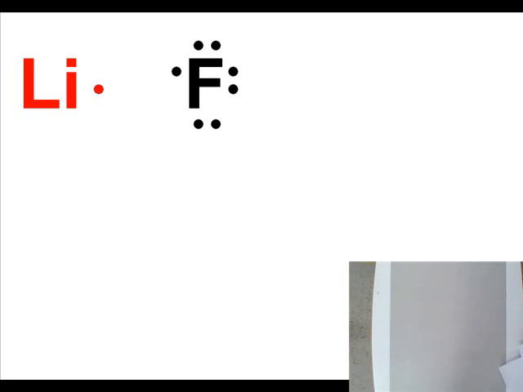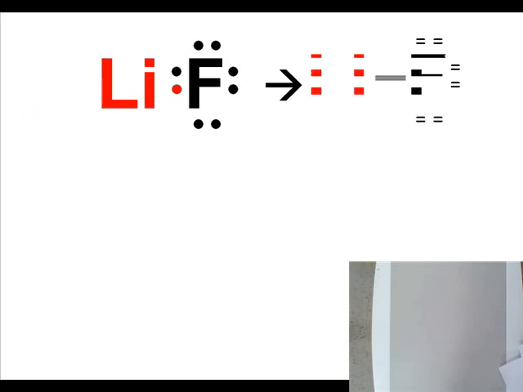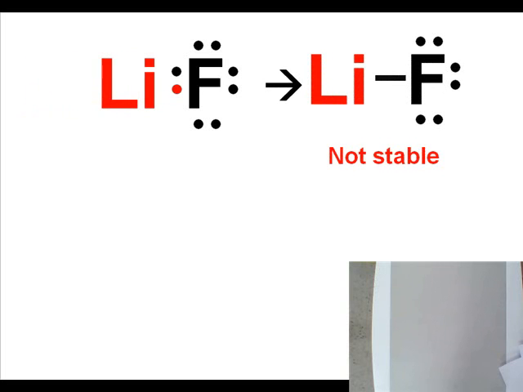Let's begin by taking a look at lithium and fluorine. Lithium has 1 valence electron, so we're going to give it 1 dot. Fluorine has 7. And what we're going to do is bring the two together. And when we do that, what we notice is fluorine has 8 around it. Remember, a single bond accounts for 2 electrons. And lithium, because of the bond, has 2 electrons in the valence. Fluorine is satisfied, but lithium is not.